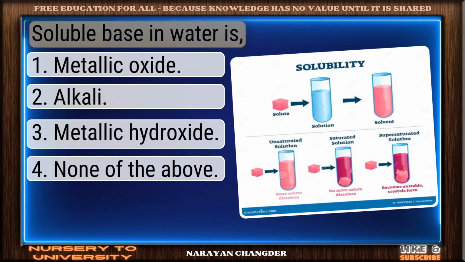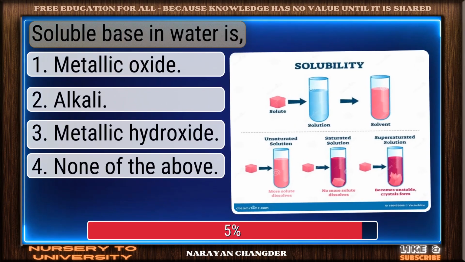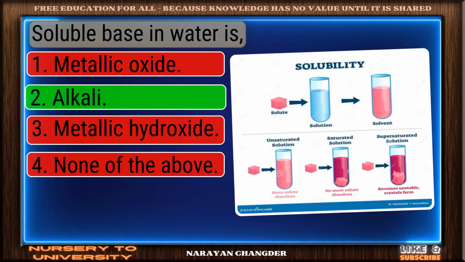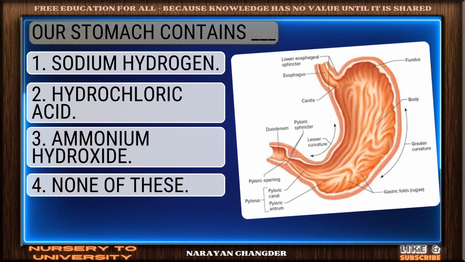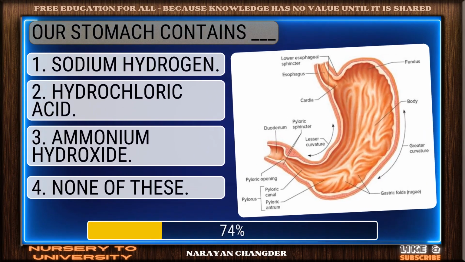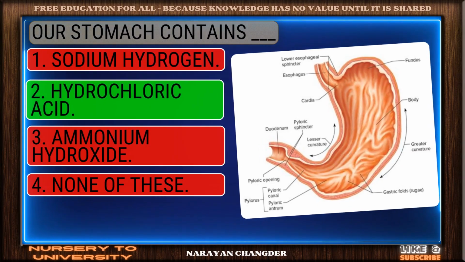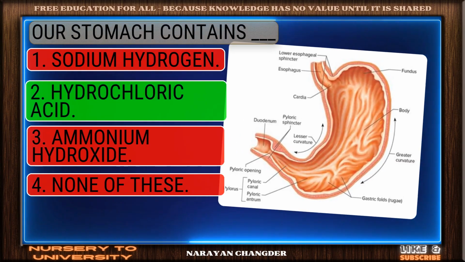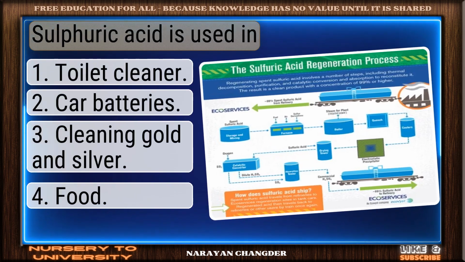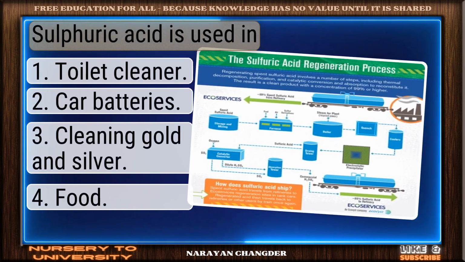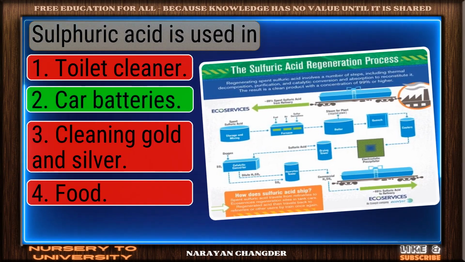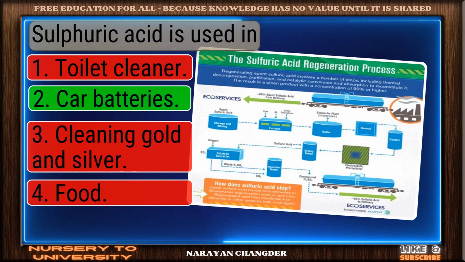Question number 200. Soluble base in water is. Well done. Alkali is the right choice. Question number 201. Our stomach contains dash. Nice selection. Hydrochloric acid is the correct and valid answer. Question number 202. Sulfuric acid is used in. Smart pick. Car batteries is the correct choice.